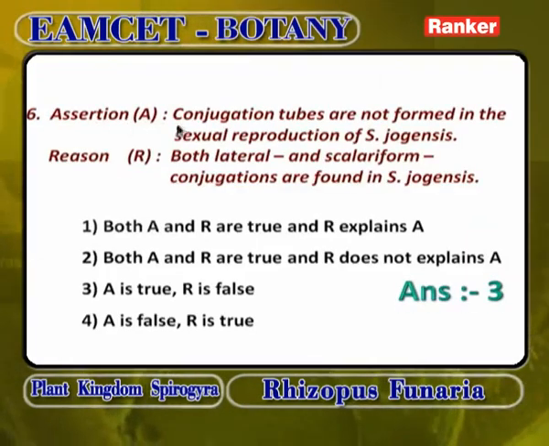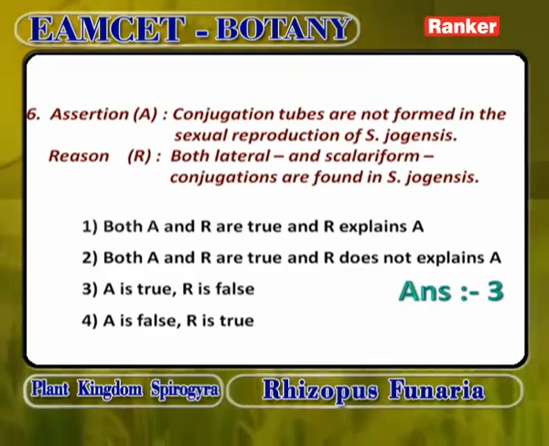Assertion reasoning. Conjugation tubes are not formed in the sexual reproduction of Spirogyra jogensis. Spirogyra jogensis is an attached, sedentary form, attached to rocks in a pond. In this Spirogyra jogensis, whenever direct lateral conjugation occurs, first the cell above the holdfast is the female cell, and above the female cell the haploid male cell is present.